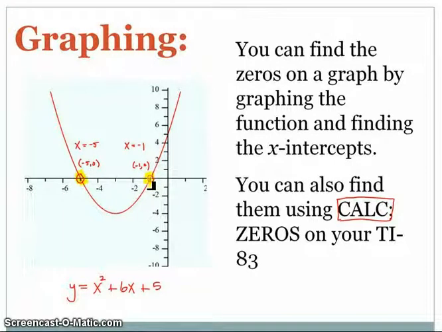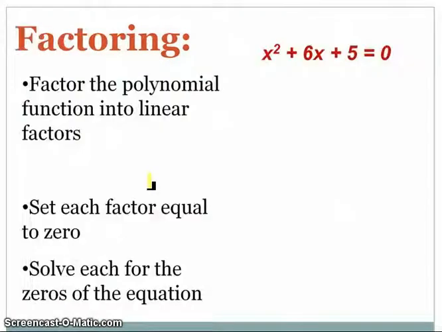Another type of method for solving quadratics is factoring and using the zero product property. Hopefully you remember that factoring is a process which takes an expression that's the sum or difference of terms and turns it into the product of two factors. In this case, the factors are x plus 5 times x plus 1. From here, we have to use the zero product property.